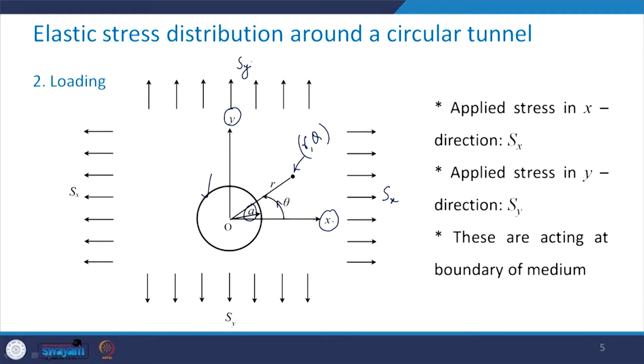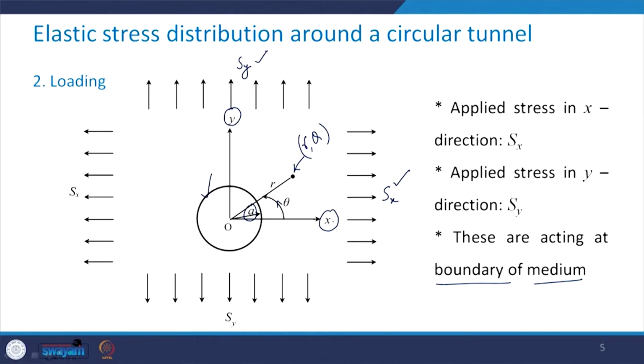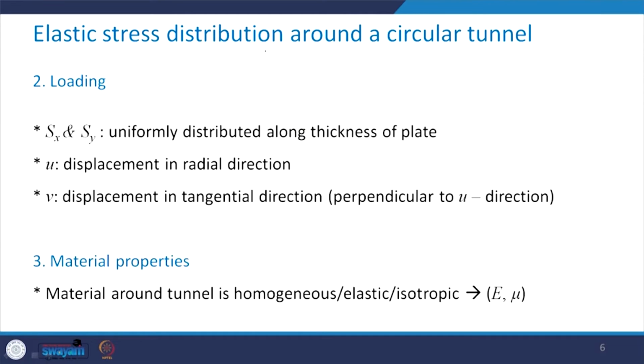These stresses are acting at the boundary of the medium. And where is the boundary of the medium? We saw that we can consider the extent of the medium as infinite. So, when r is tending to infinity, the applied loads in the x direction and y direction are taken as Sx and Sy respectively. These Sx and Sy are uniformly distributed along the thickness of the plate, which is T. Let U be the displacement in the radial direction and V the displacement in the tangential direction, which is perpendicular to the U direction. The third aspect is related to material properties.